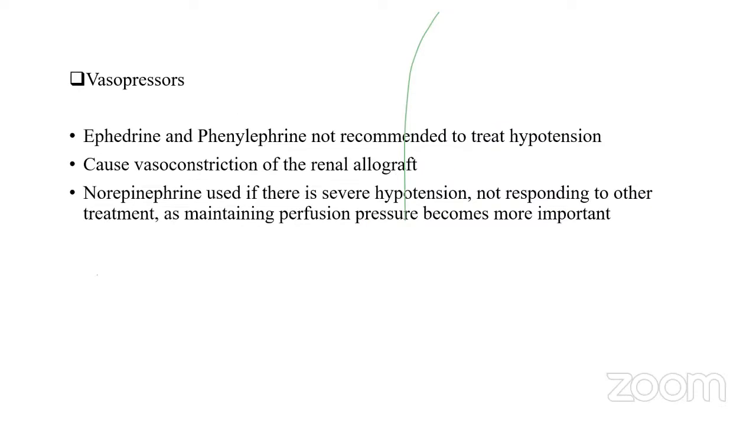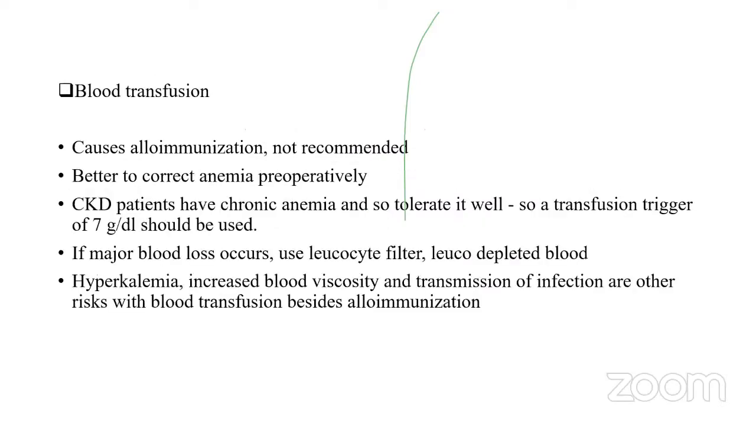Vasopressors. Epinephrine and phenylephrine are not recommended to treat hypotension. They cause vasoconstriction of the renal allograft. Norepinephrine is used if there is severe hypotension not responding to other treatment, as maintaining perfusion pressure becomes more important.